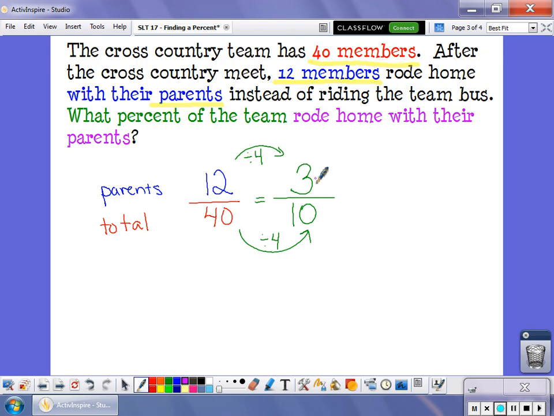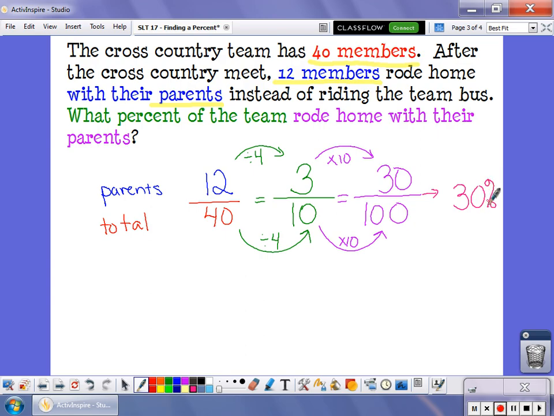I know 3/10 can easily be changed into a fraction with a denominator of 100, because I know that 10 times 10 will give me 100. 3 times 10 would give me 30. Now 30 out of 100 is the same as 30%. So I know that 30% of the team rode with their parents.